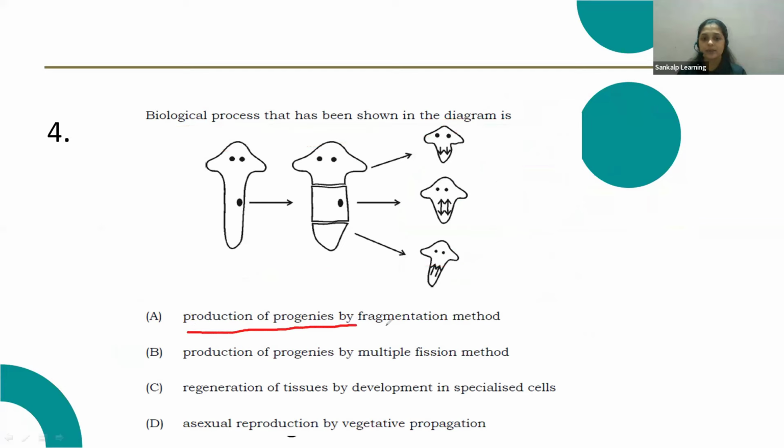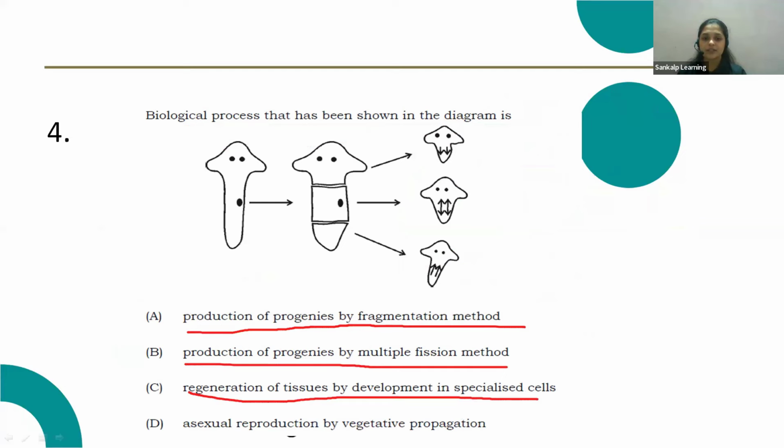Production of progenies by fragmentation method. Production of progenies by multiple fission method. Regeneration of tissue development in specialized cells. Asexual reproduction by the vegetative propagation. It is not a vegetative propagation, that we observe in plants, right? Stems and leaves are used for the vegetative propagation.